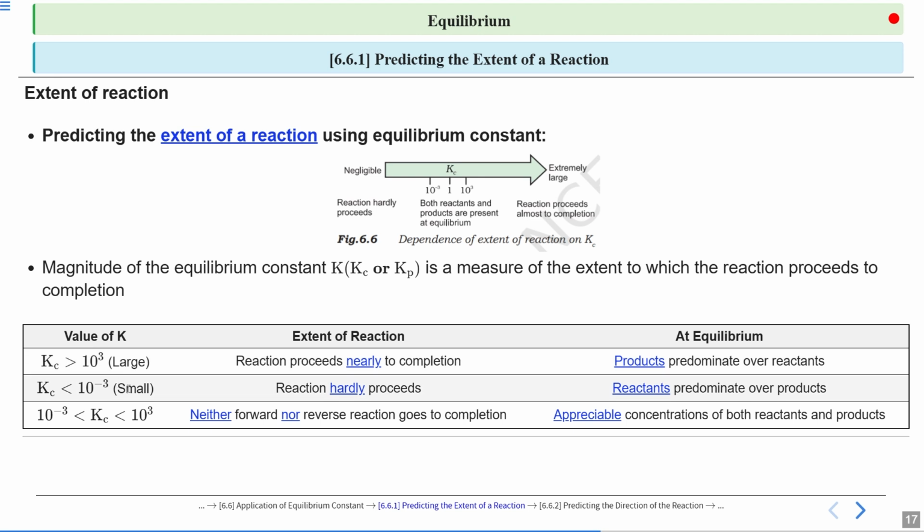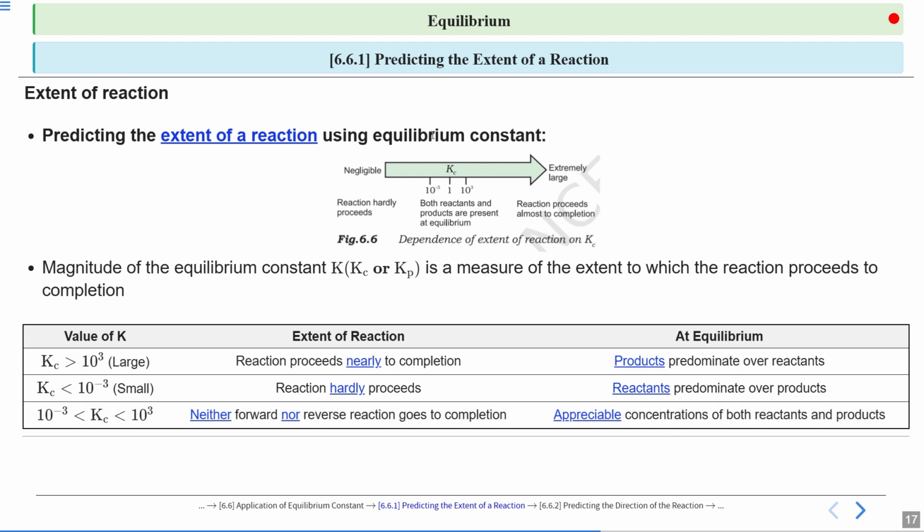In the second condition, Kc will be less than 10 to the power minus 3. In this case, we say that the reaction has hardly proceeded and most of the reactants are present in the initial state. The third case is when the Kc value is between 10 to the power minus 3 and 10 to the power plus 3. In this case, nothing is dominating, meaning the reactants and products are both present in appreciable, or comparable, concentrations.